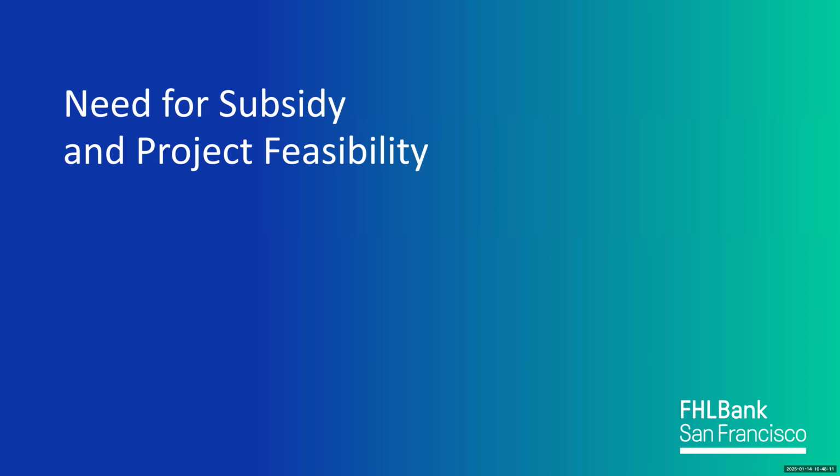In this next part of the webinar, we will provide information on how we evaluate a project's need for subsidy and feasibility and go over financial worksheets. Not only do applications have to score well, but they must also meet the Federal Home Loan Bank standards to demonstrate that the amount of subsidy requested is truly needed and that the project is also financially feasible.